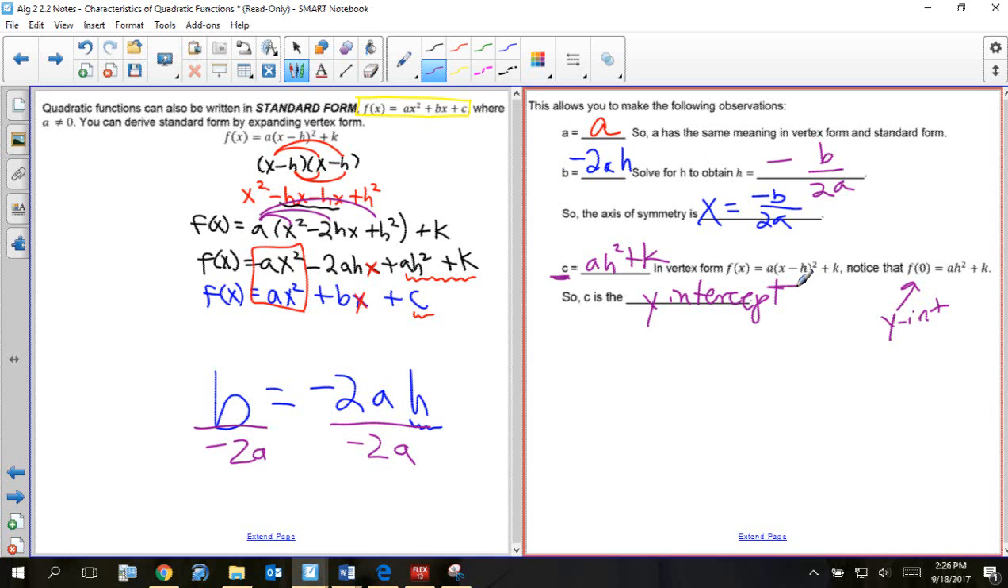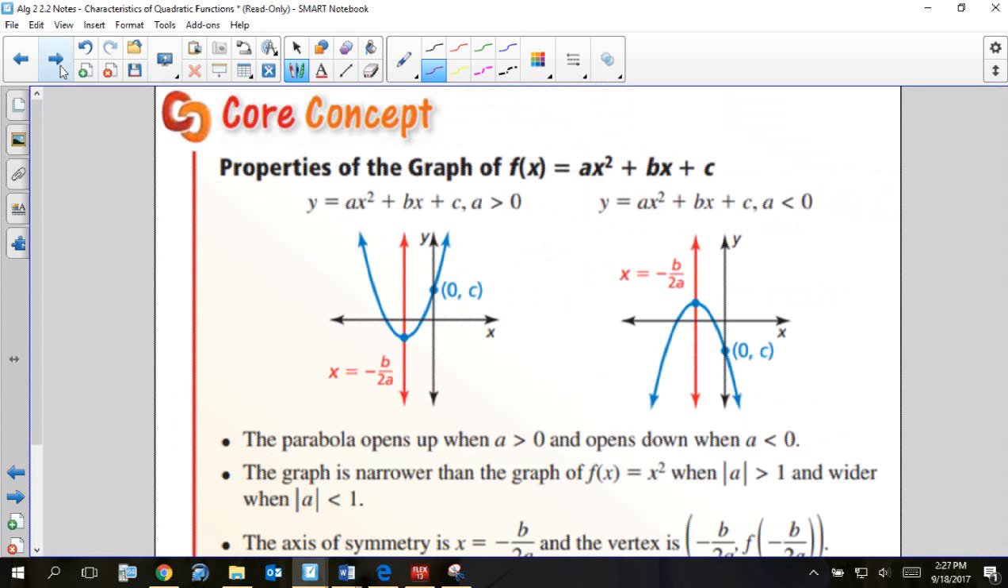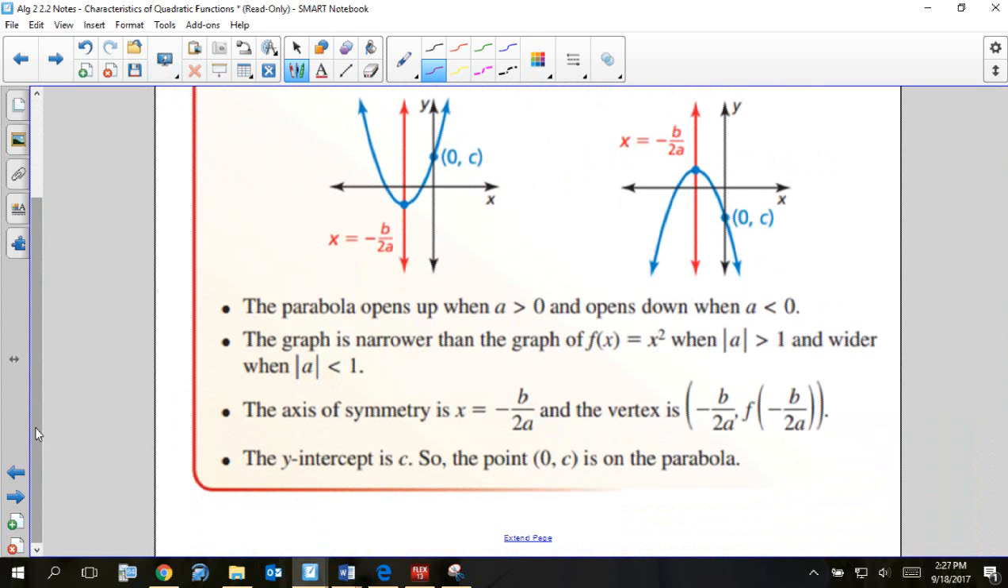On the next page, it has this all summarized. So the next page is actually stuff you need to memorize. You don't have to derive this before. The next page, the important information would be the a value tells you if there's a stretch or a shrink. The a value tells you if it opens up or down. That's what the a value tells you. The axis of symmetry is x equals negative b over 2a. That's the axis of symmetry.